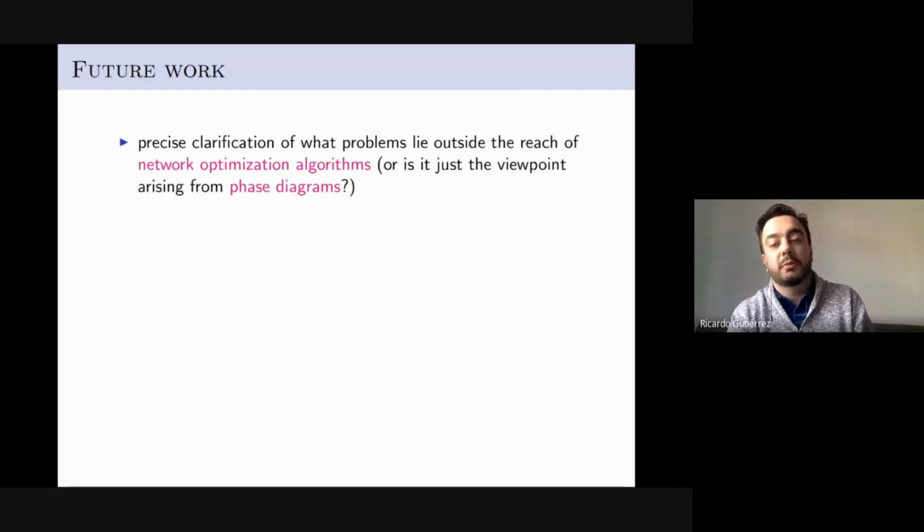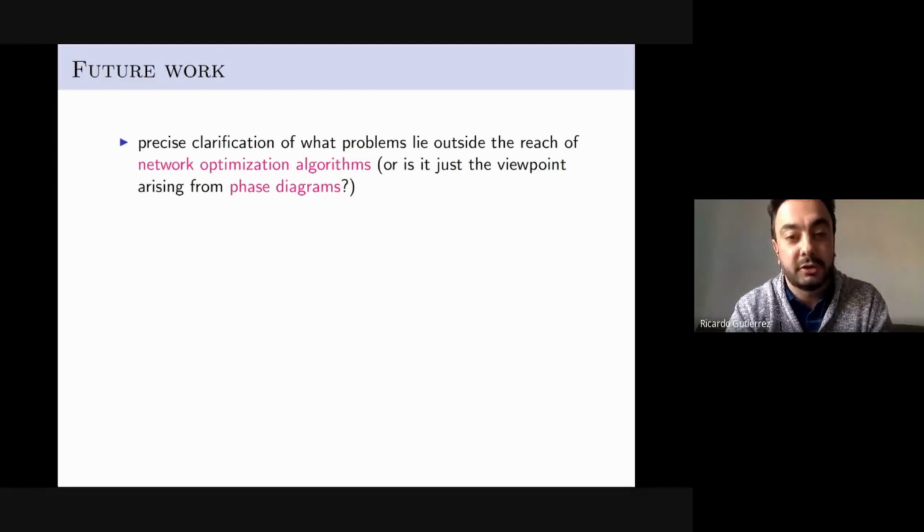So one cannot be 100% sure that perhaps all the different points that we extract could not be extracted by other means, and perhaps what we are just providing is an encompassing viewpoint of all these possibilities in the phase diagrams that we are presenting. We don't know about that. We are not sure about that. We'd like to talk to experts on network optimization about that.